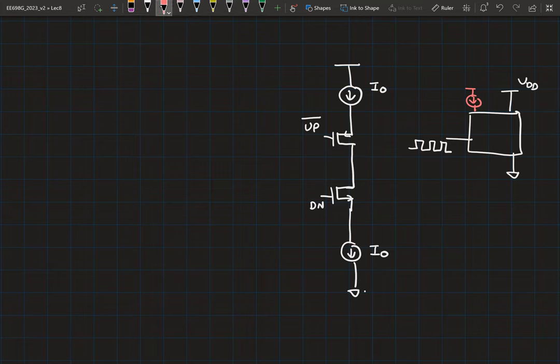VGS minus VTH whole square into 1 plus lambda VDS. Okay, so if lambda was equal to 0 and the current was only a function of VGS minus VTH, then we are set. We don't have a problem. Now, if lambda is non-zero, that means the current now also depends on the drain to source voltages.